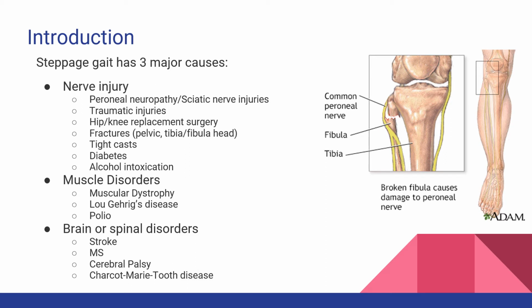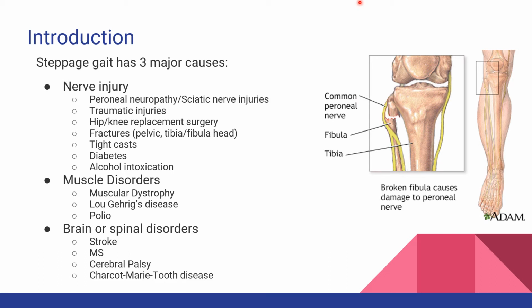Continuing the introduction, Steppage gait has three major causes, which include nerve injury, muscle disorders, and brain or spinal disorders. So for nerve injury, there can be peroneal neuropathy or sciatic nerve injuries, traumatic injuries, which are associated with car accidents, hip or knee replacement surgeries, fractures of the pelvis, the tibia, and the fibular head, which you can see off to the right, tight casts, diabetes, and alcohol intoxication.